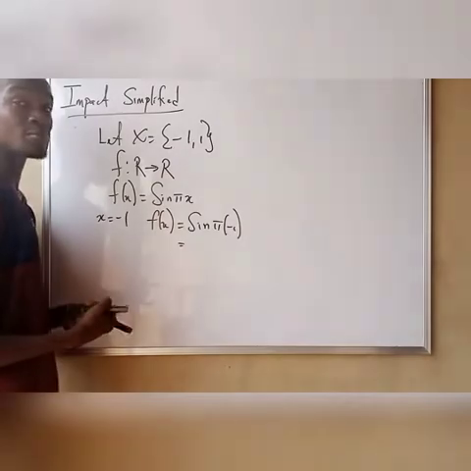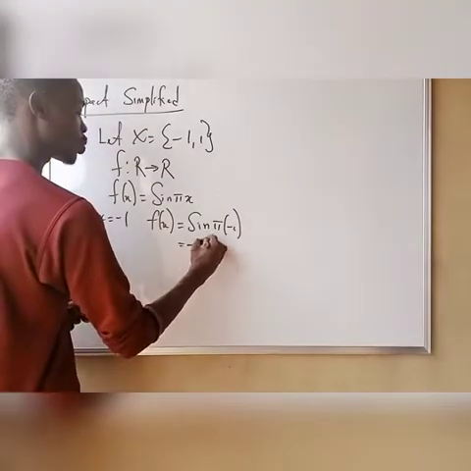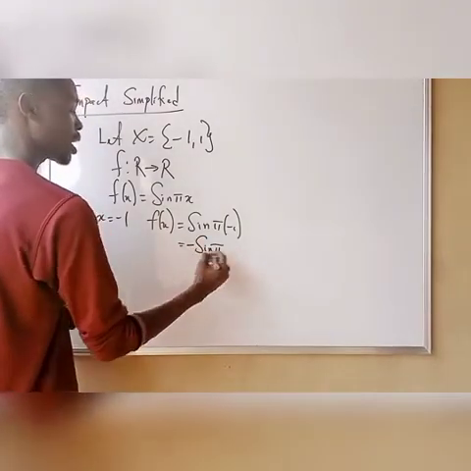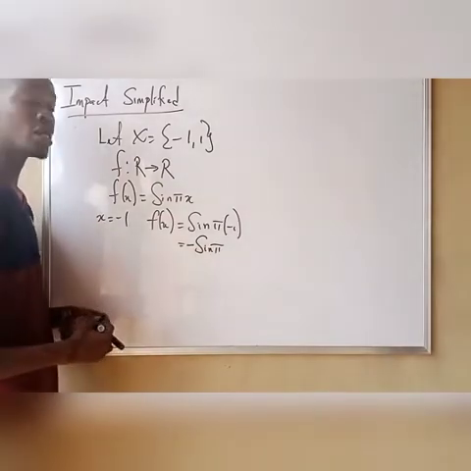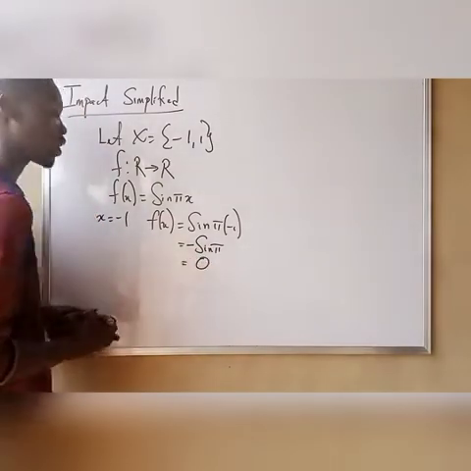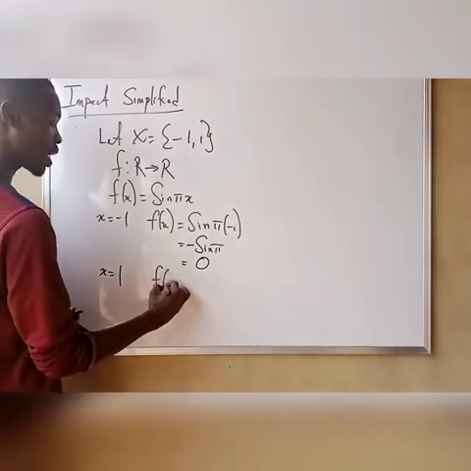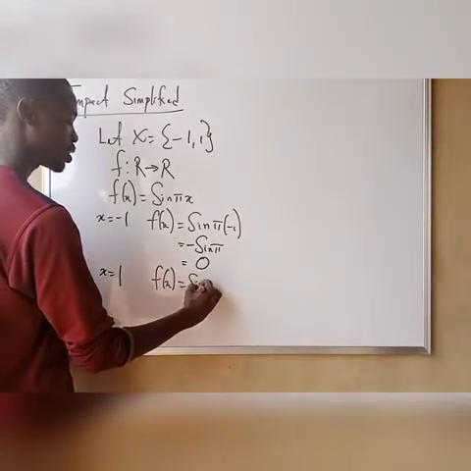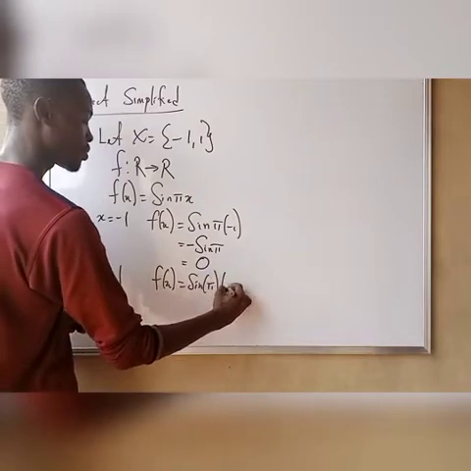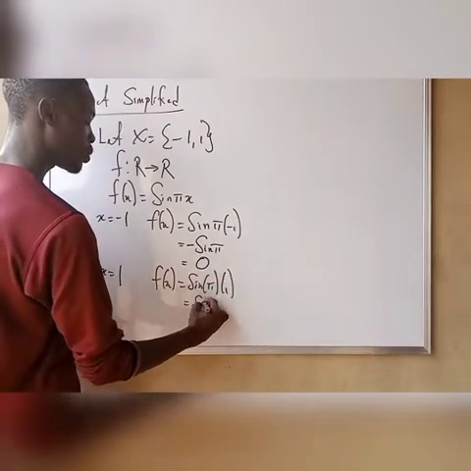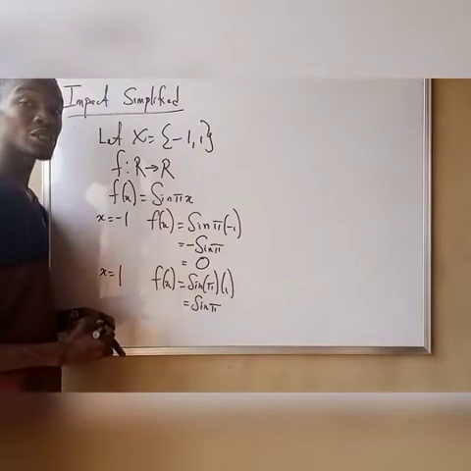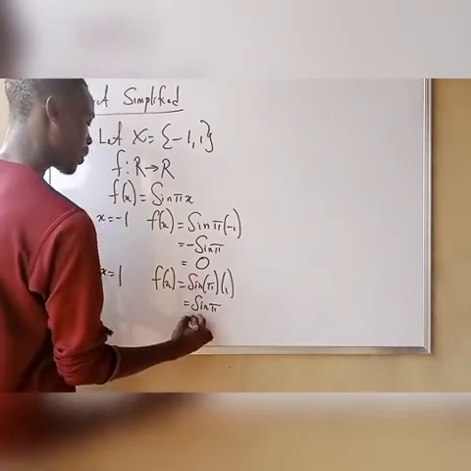Sine will accept the minus. So that means this will give us what? Minus sine pi. And what is sine pi? That will give us sine 180. And what is sine 180? Sine 180 will give us 0. And also we have x equal to 1. And that will give us f of x to be what? Sine pi times 1. And what is sine pi times 1? That will still give us sine pi. And what is sine pi? Sine 180. And that will give us 0.